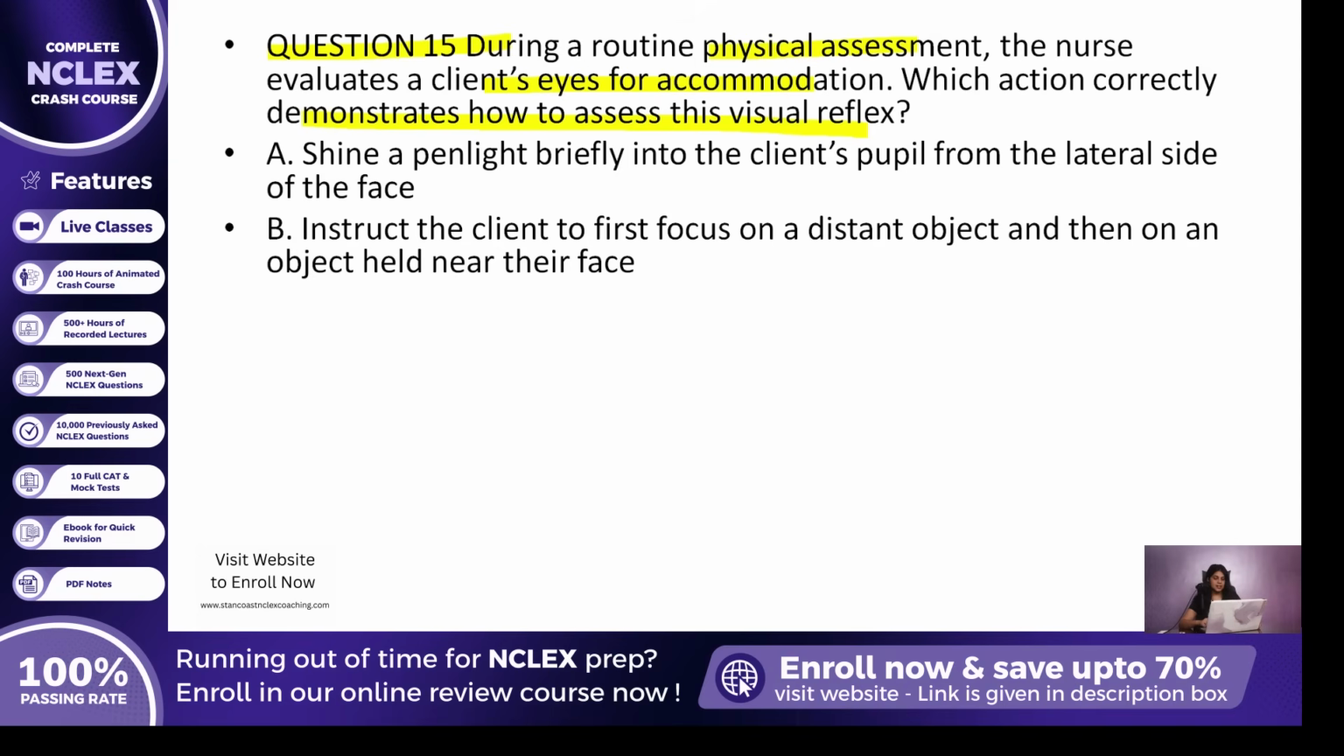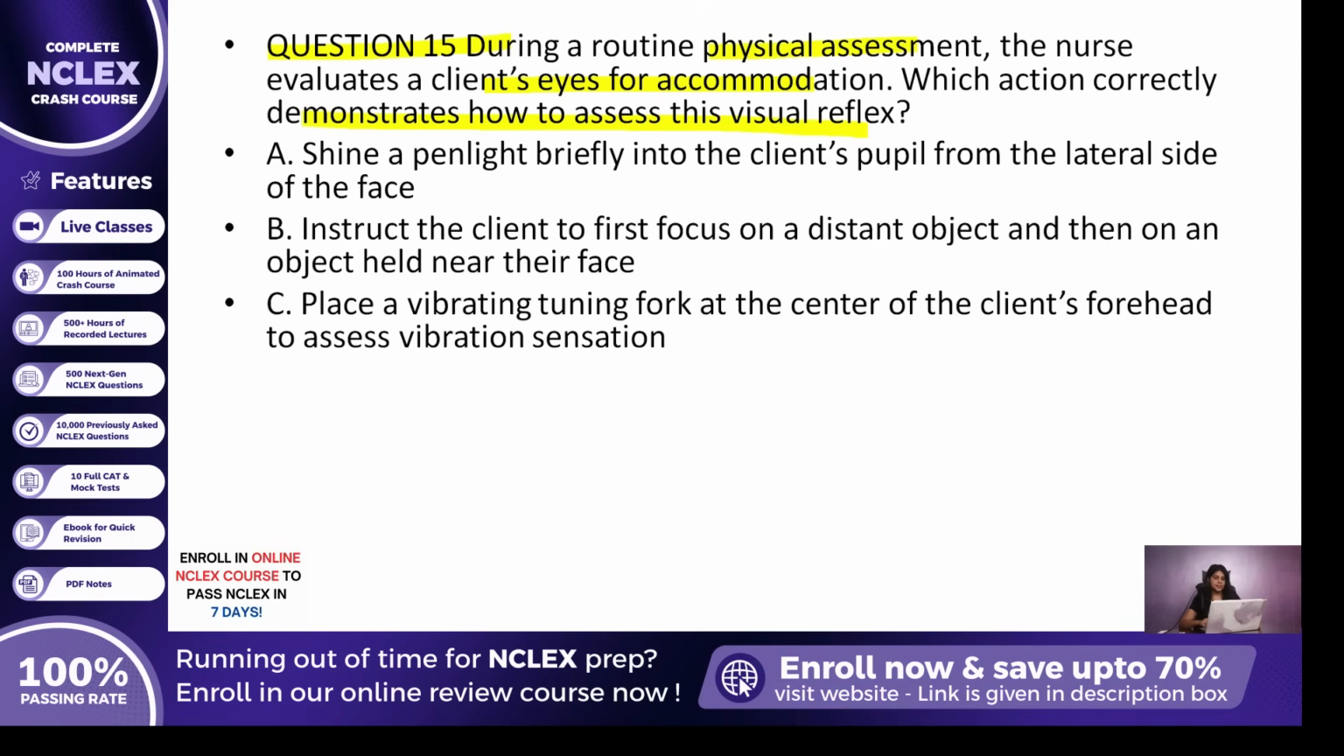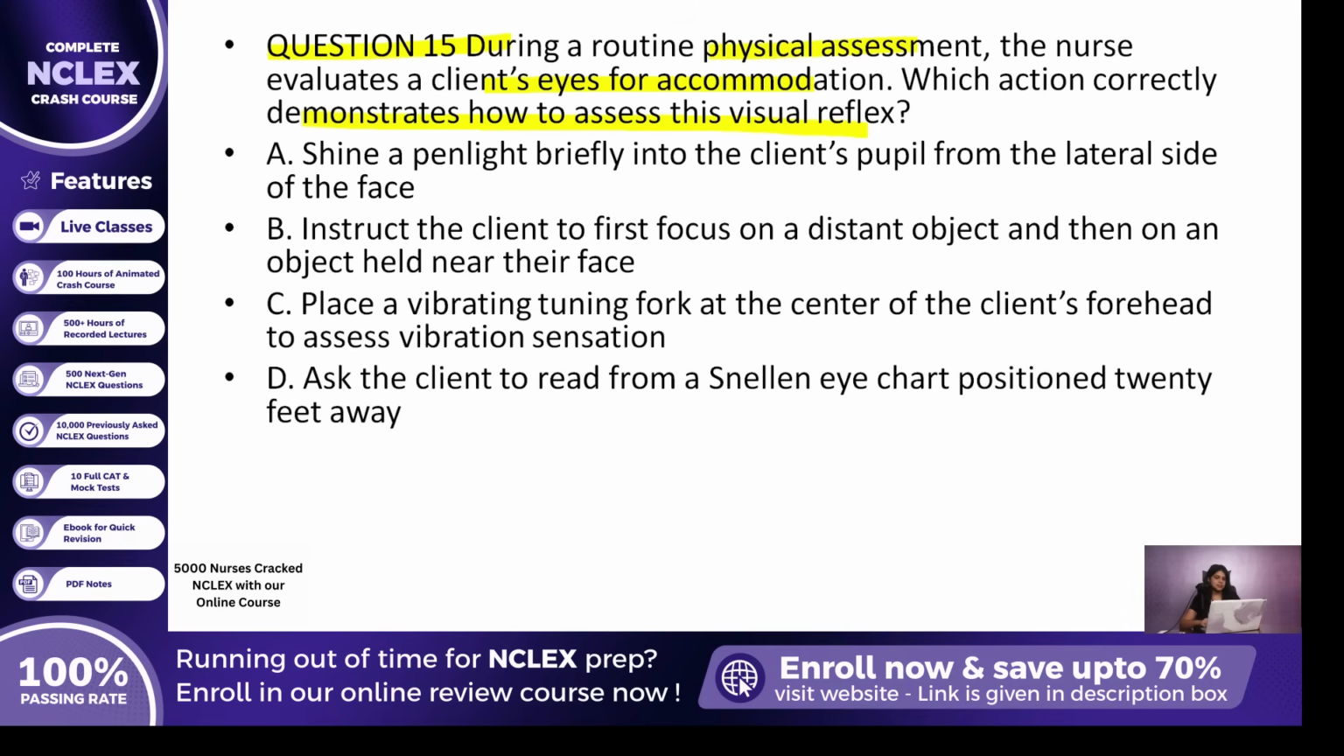B. Instruct the client to first focus on a distant object, and then on an object held near their face. C. Place a vibrating tuning fork at the center of the client's forehead to assess vibration sensation. D. Ask the client to read from a Snellen eye chart positioned 20 feet away. The correct answer is option B. Instruct the client to first focus on a distant object and then on an object held near their face.